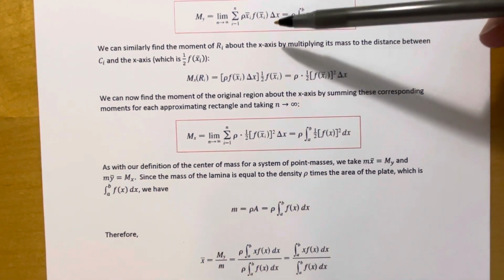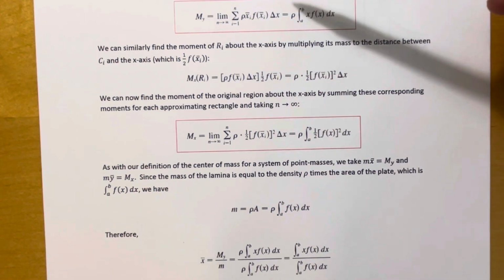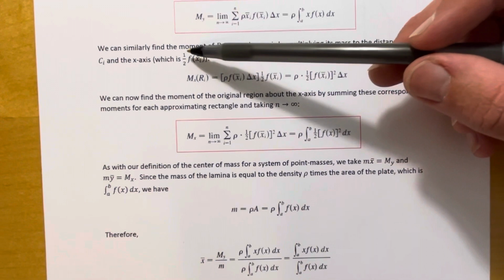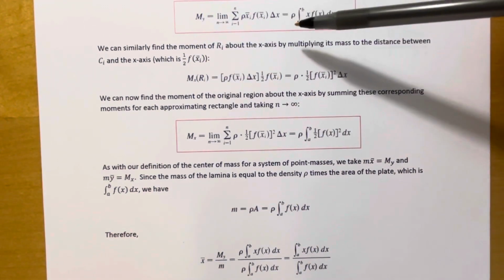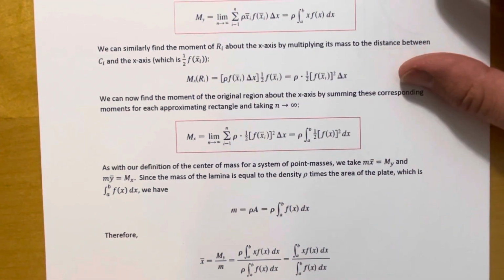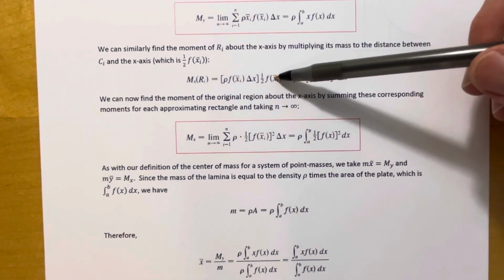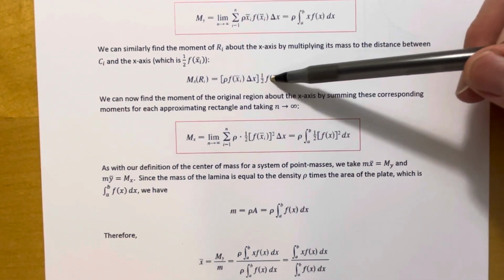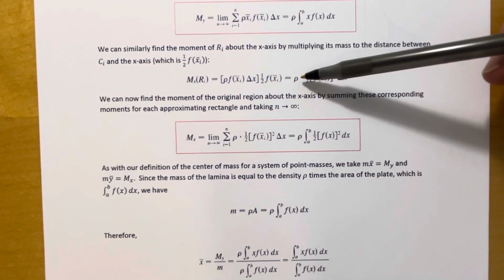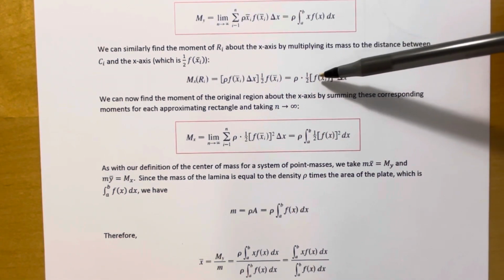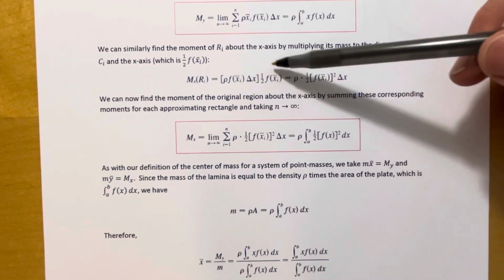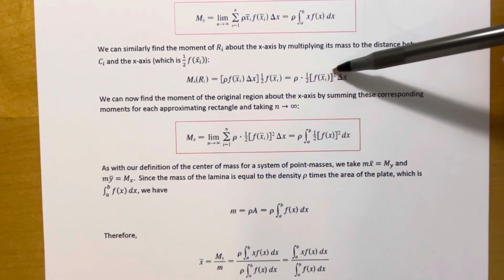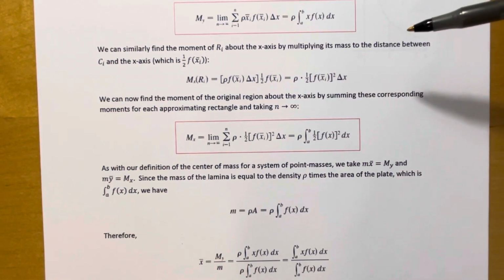Okay? I can do the same sort of derivation for finding the moment of my ith rectangle about the x-axis. This time, the distance from the point to the x-axis is the same thing as the y-coordinate of that centroid, which would be 1/2 f of xi bar. So I get a similar formula, but that's a key difference: instead of multiplying by xi bar here, I'm multiplying by 1/2 f of xi bar, which gives me rho times 1/2. Notice there's an f of xi bar showing up in two places here, and everything's being multiplied. So I get f of xi bar squared delta x there.